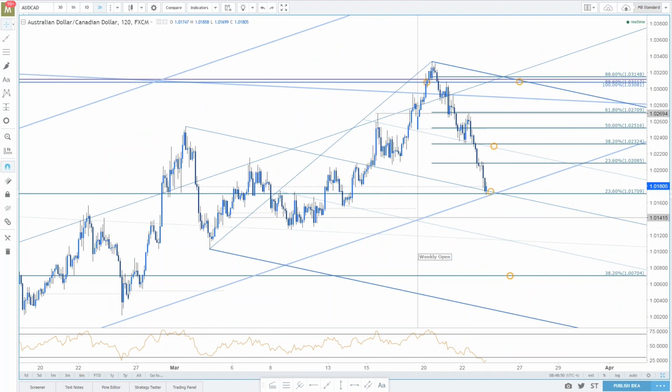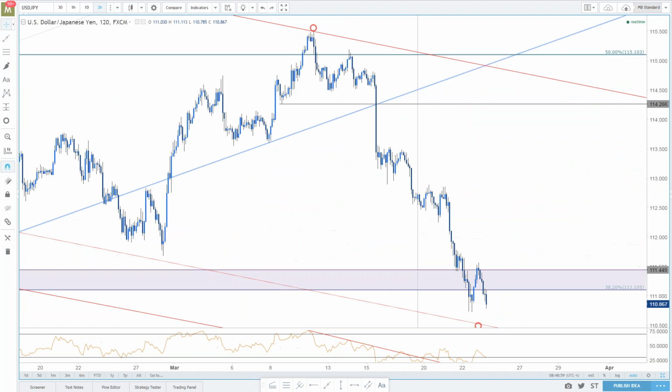Dollar yen just hit Jamie's swing entry. Yeah, I really like that entry, as I was saying earlier. I think dollar yen could really make a move to the upside. We'll come back and look at dollar yen in just a moment.